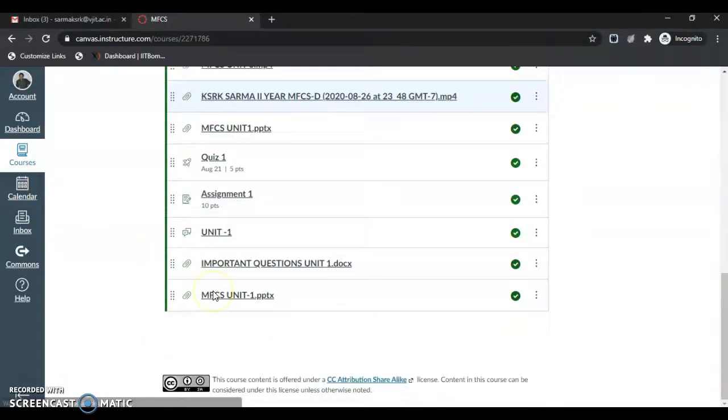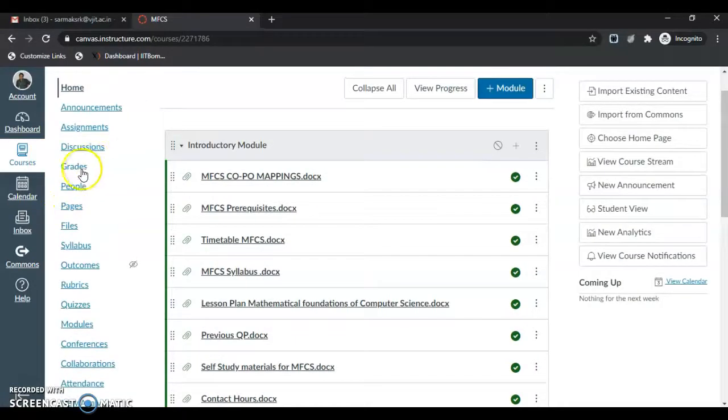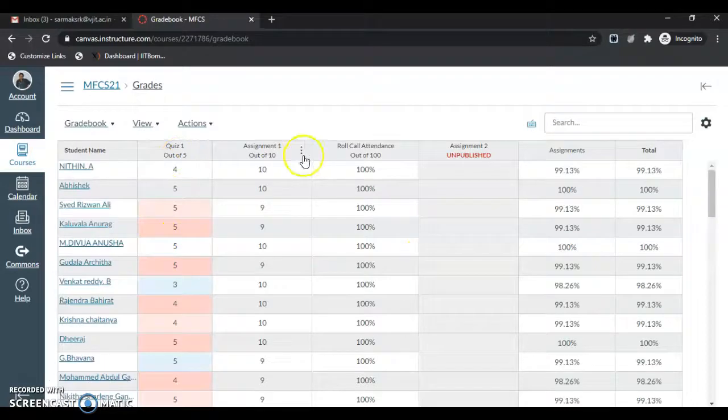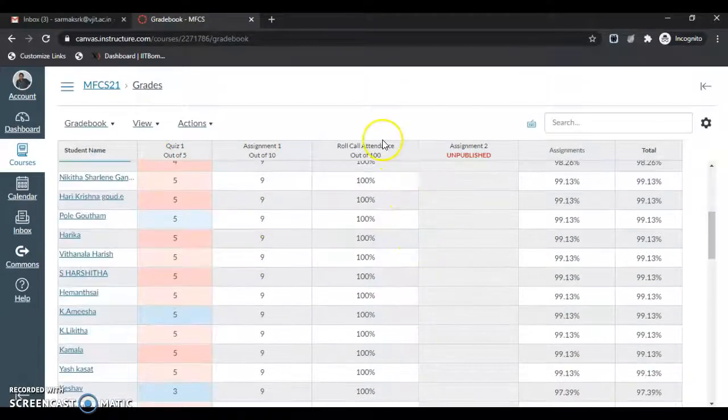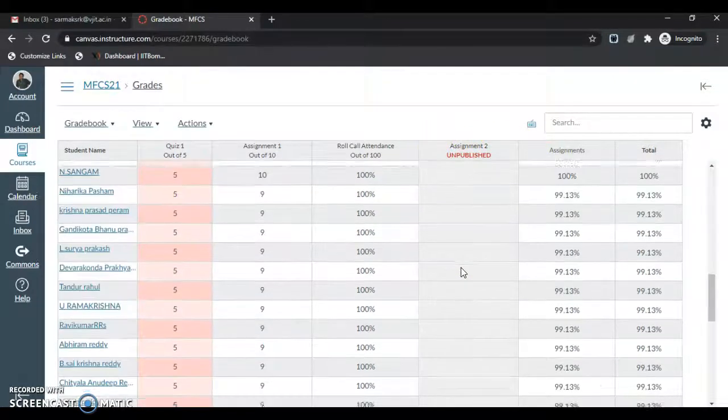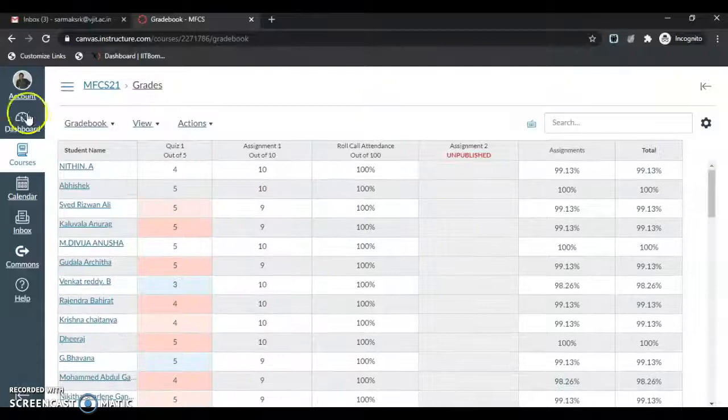Then after that, we'll be coming to the grades. I have graded the students for quiz 1 and the assignment, and their attendance is also mentioned here. The unit 2 assignment has not been published because I have only recently completed unit 2. The assignment done by the students for the second unit I have not published here.